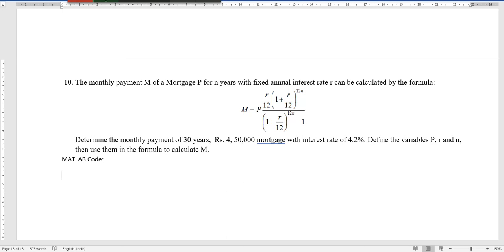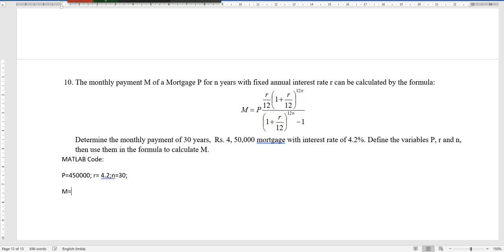First the p value. P equals to whatever it may be, write the value without commas. P equals to 50000, semicolon. Then small r equals to the rate of interest equals to 4.2. Okay, then no problem. Use semicolon. Now n equals to 30 years. Okay, fine, semicolon. Now write the m value.